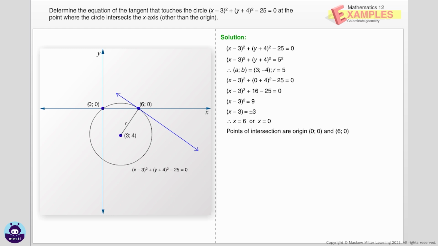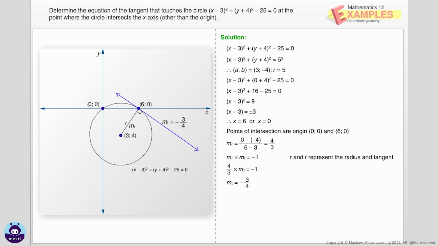Using these points, we can determine the gradient of the radius. mr = (0 − (−4)) / (6 − 3) = 4/3. Recall that the radius and the tangent are perpendicular to each other at the point of contact, and the product of the gradients of the two perpendicular lines is −1. Therefore, the gradient of the tangent will be, substituting the value of mr, mt = −3/4.